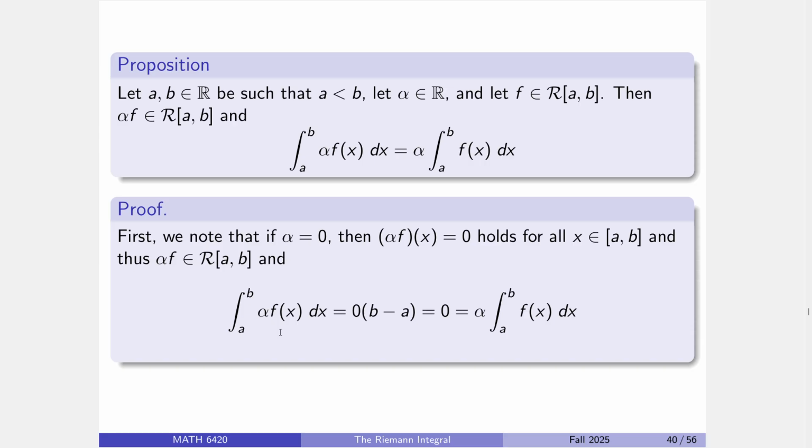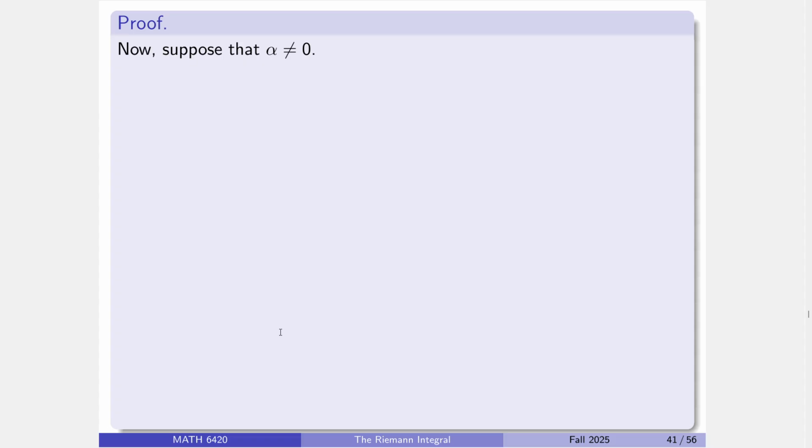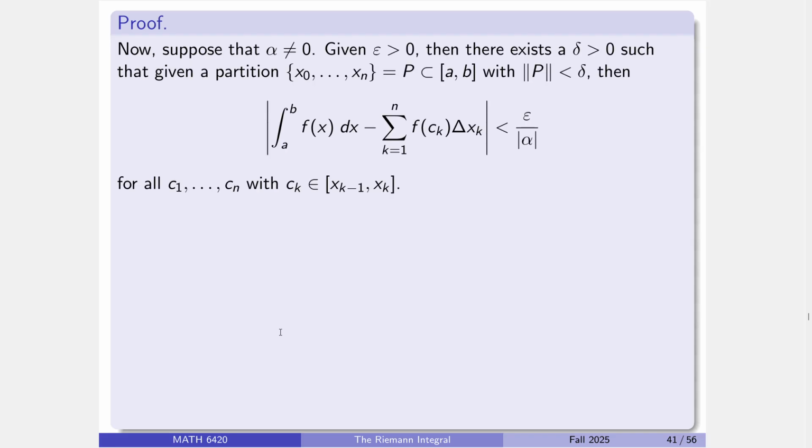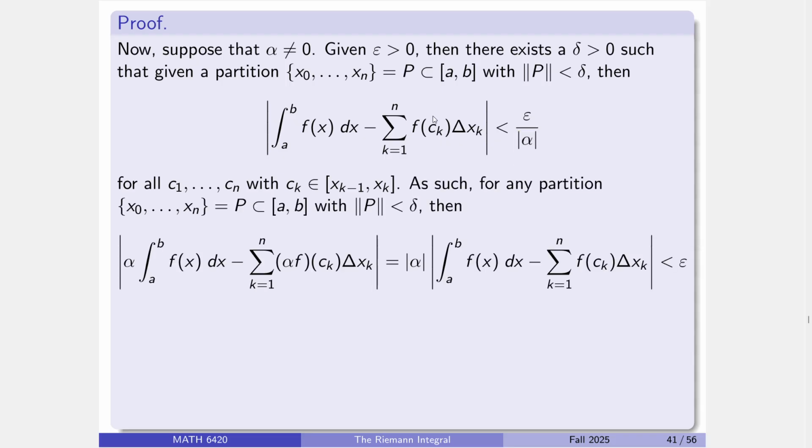Pretty cool. Alright, so now what happens when alpha is non-zero? Well, I want to prove that alpha f is Riemann integrable, and its integral is what I want it to be. And here's where using Riemann sums is going to be a good move. So, given an epsilon, we know there is a delta, so that given a partition, the Riemann sum gets within epsilon of the integral, and here I've chosen my epsilon to be epsilon over the absolute value of alpha, because guess what? I can multiply that across the board, and here I'll have that alpha times the integral is within alpha multiplying my function, and that's less than epsilon.